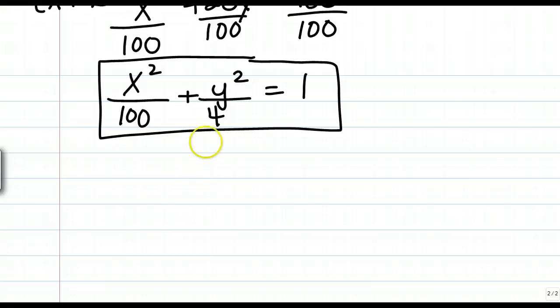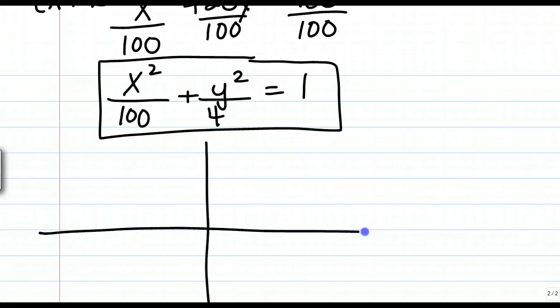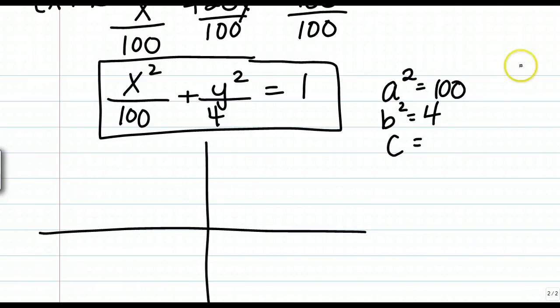So this is your equation, and if I asked you to graph it and find your focus points, you would be able to. You would know that your a squared is 100 because it's the biggest, your b squared is 4, and we would need to find out what c is.